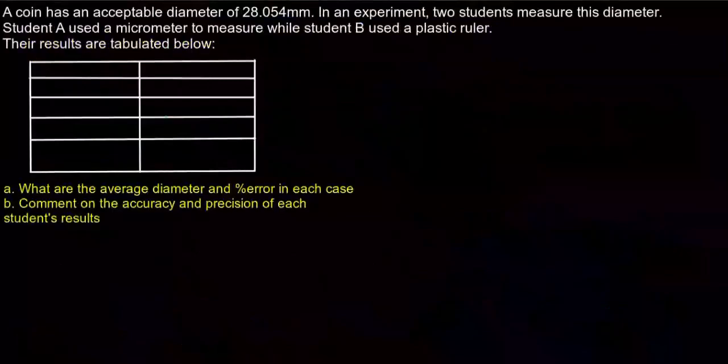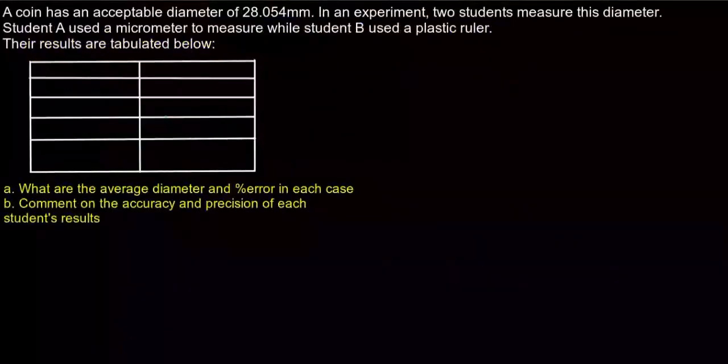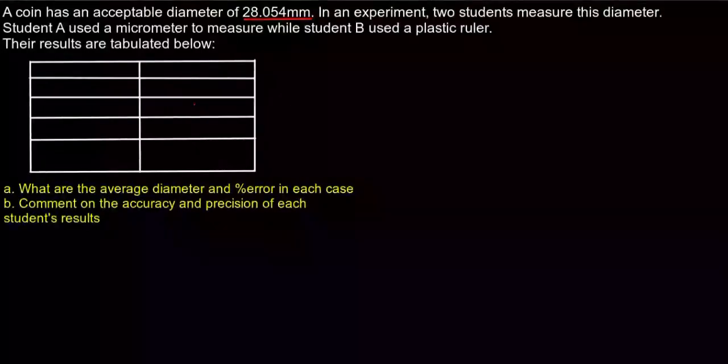A coin has an acceptable diameter of 28.054. This is the true diameter of the coin. Now, let's continue. In an experiment, two students measured this diameter. Student A used a micrometer to measure, while student B used a plastic ruler. Their results are tabulated below. So what is the average diameter and percentage error in each case, and comment on the accuracy and precision of the student. Good. If you're able to understand it, then you understand everything on it.